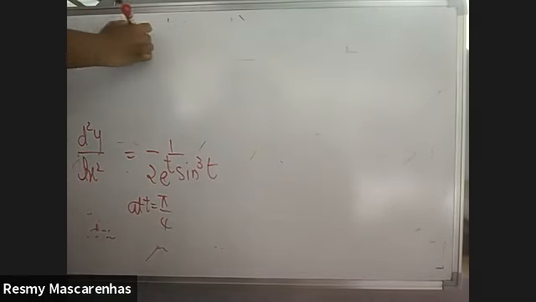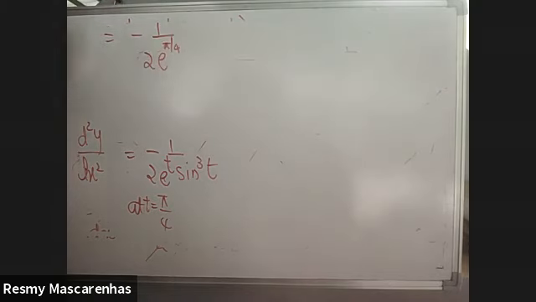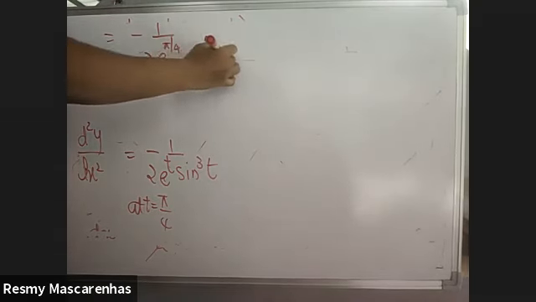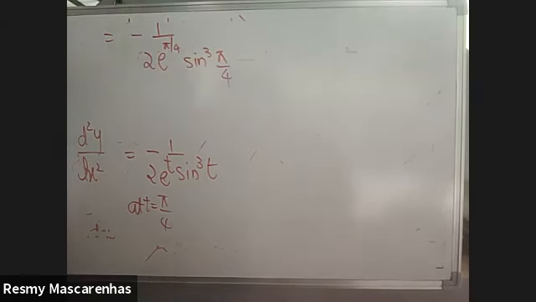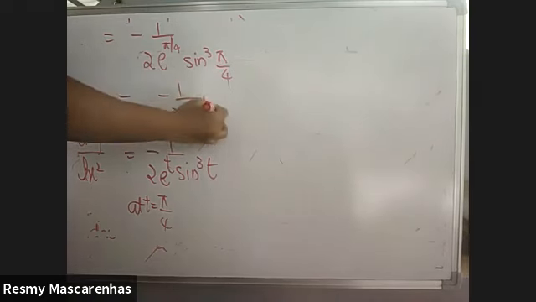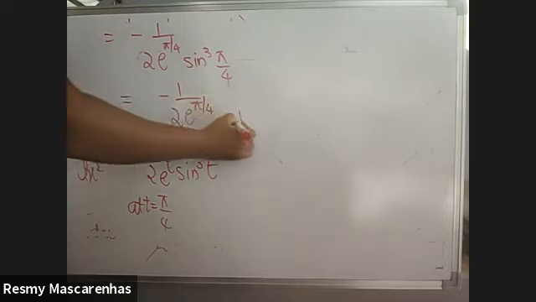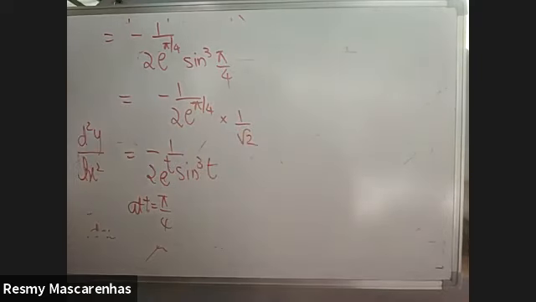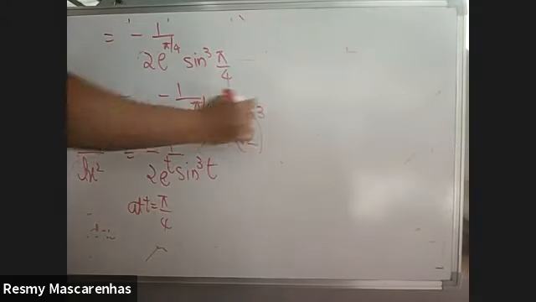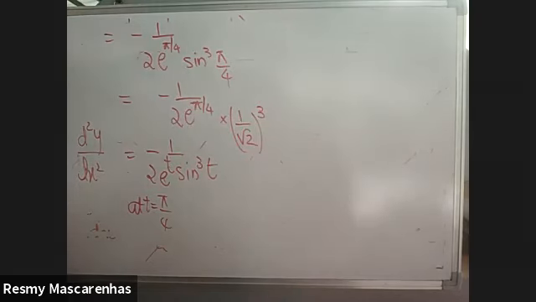So that will be e raised to pi by 4. This will remain like this only. Sine cube pi by 4 into sine cube will be 1 upon root 2, the whole cube. Sine 45 is 1 upon root 2. This is cube, means this will be cube.